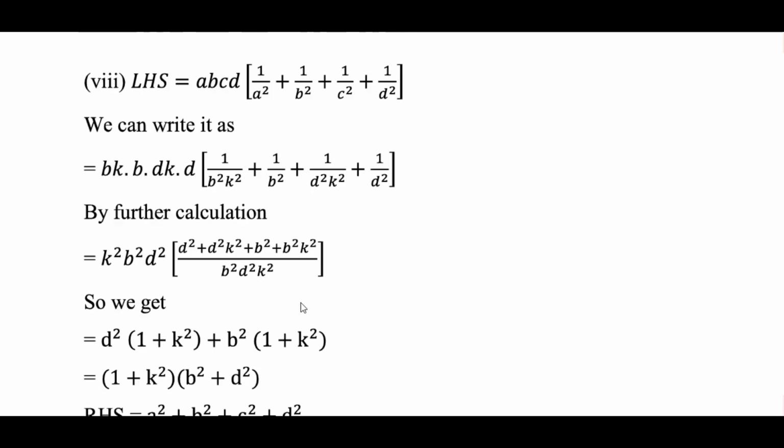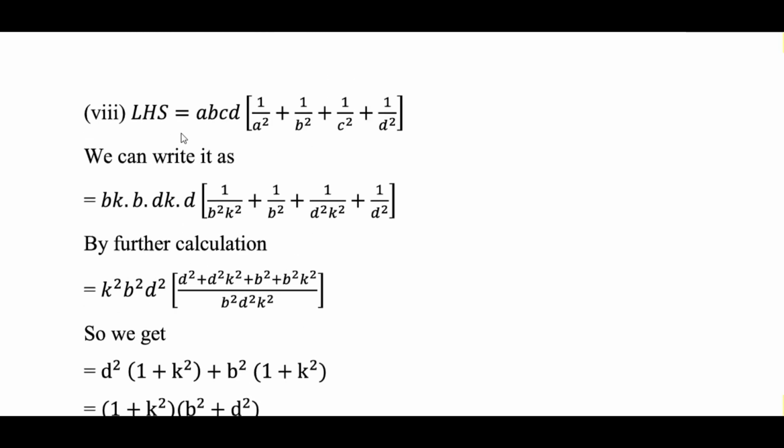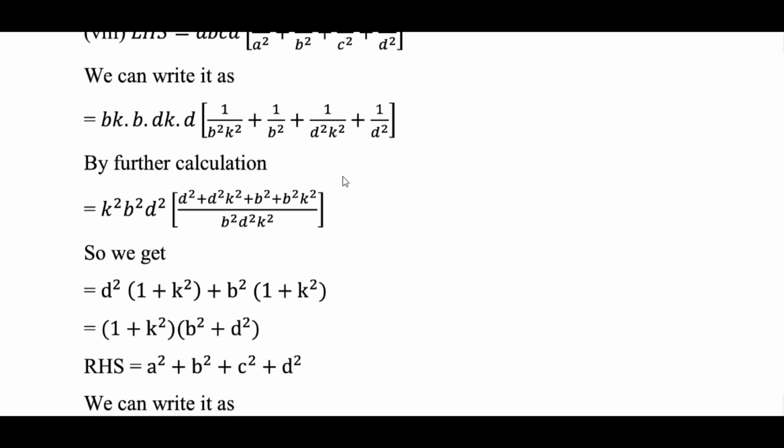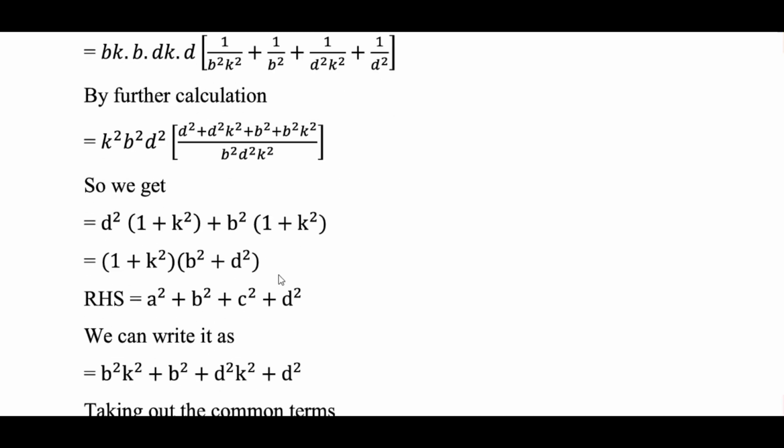Come to the next problem, that is problem number 8. For left hand side, it is given abcd into 1 by a square plus 1 by b square plus 1 by c square plus 1 by d square. So we can write it as follows. Put the values of a and put the values of c, and in this part also put the values of a and put the values of c. After that, taking further calculation, a little bit of simplification, you will get (1 plus k square) into (b square plus d square).